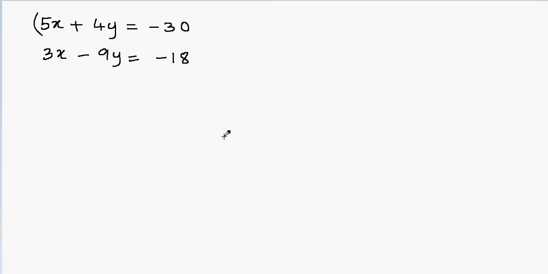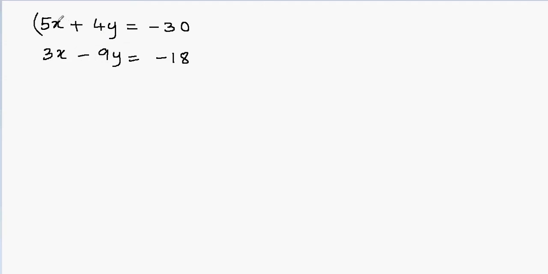Hi, in this video we'll learn how to solve a system of equations by the elimination method. Typically in the elimination method, we add or subtract the equations to eliminate one of the variables. But here you can see that if you add these two equations, you're not able to eliminate the variable.